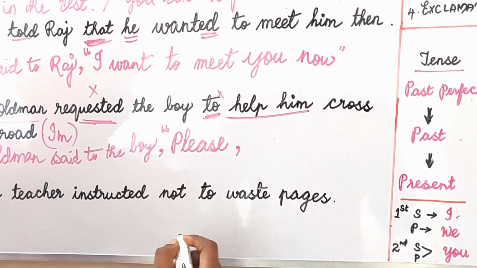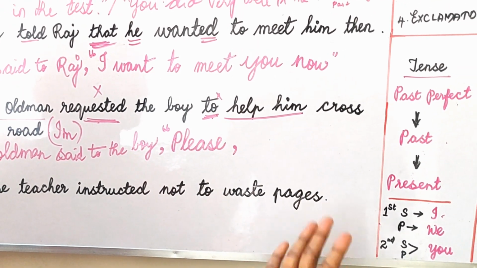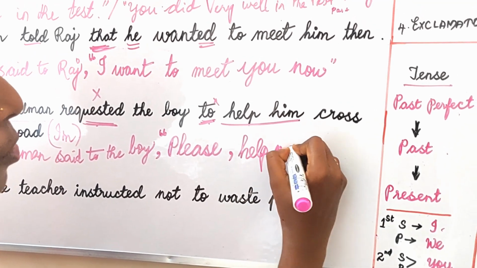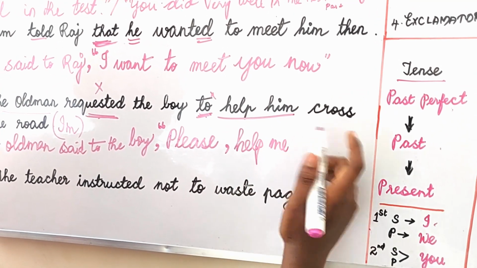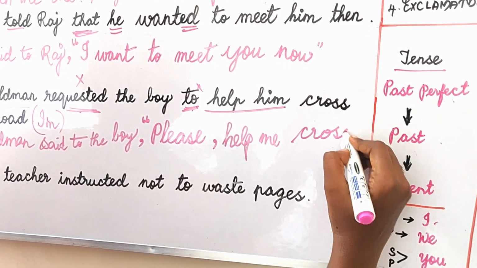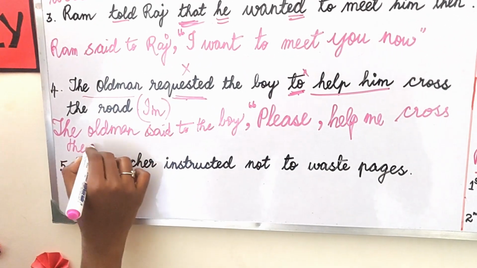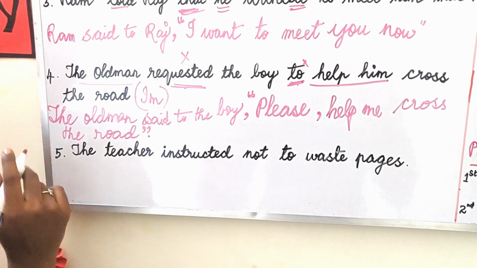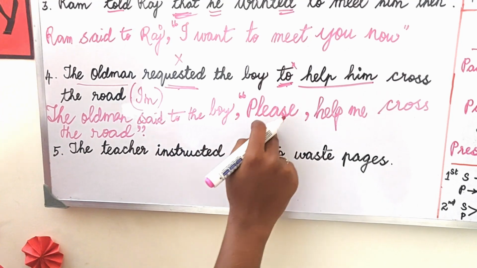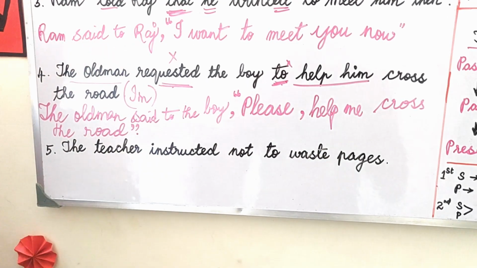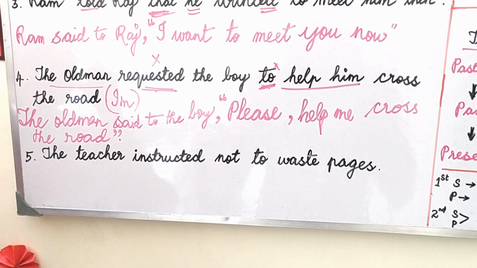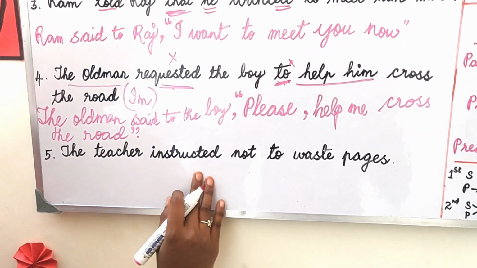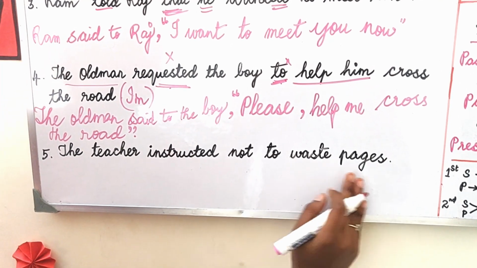Help him. Whom? Help me. Okay. Please help me. Imagine you are the old man and just say, please help me cross the road. Then close quotation. That's all. The old man said to the boy, please help me cross the road. Okay. Then I hope this is easy for you. Then the fifth sentence. The teacher instructed not to waste pages.